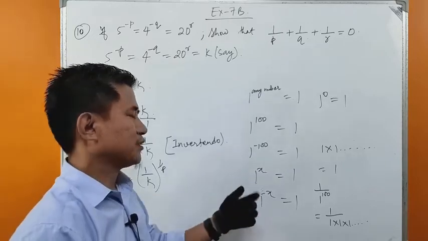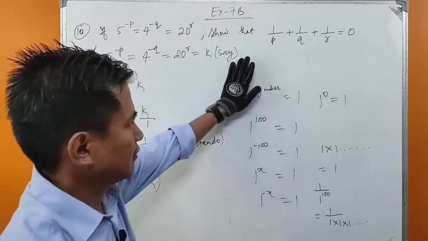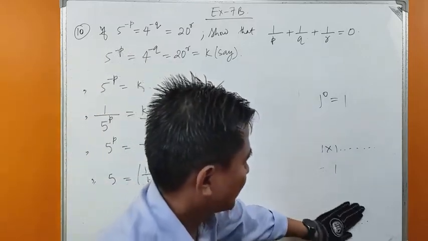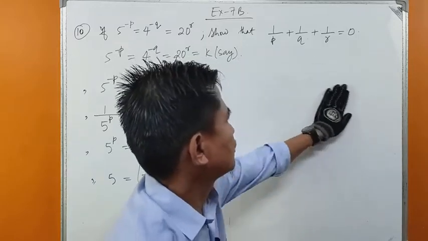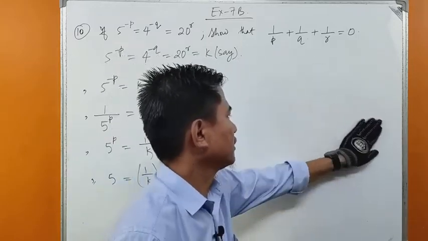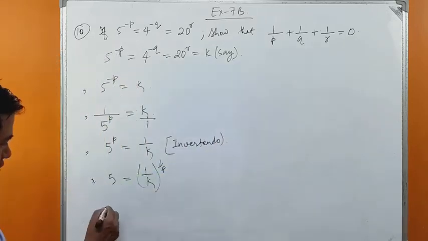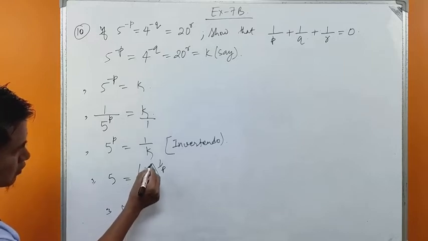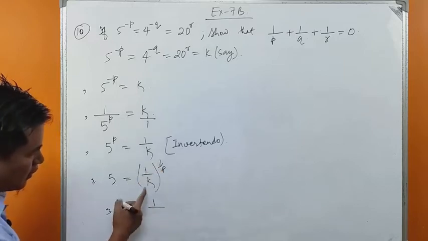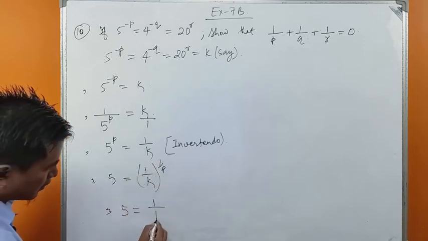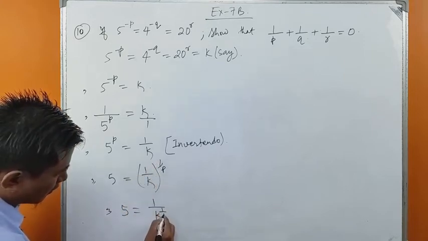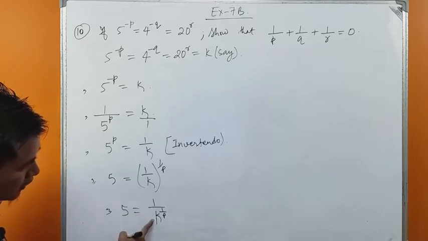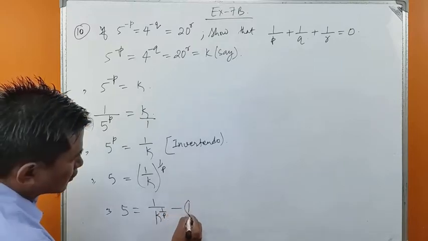So 1 to the power x means you multiply any number of times. 1 multiplied any number of times is always 1, isn't it? 1 into 1 into 1 into 1, no matter how many times you multiply 1, you get 1. So 5 equals 1 to the power 1 upon p, which means 1, and k to the power 1 upon p comes here. Okay, 5 equals 1 upon k to the power 1 upon p. Let's assume this as equation 1.